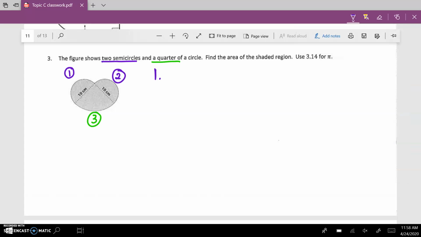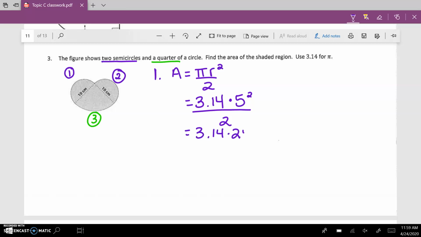So for number 1, the area would be A equals pi r squared, and since it's a semicircle, we're going to divide by 2. In this case, we're using 3.14 for pi. Our radius would be half of the 10, so it'd be times 5 squared, all divided by 2. So it'd be 3.14 times 25 divided by 2. When you do that, you get 39.25.